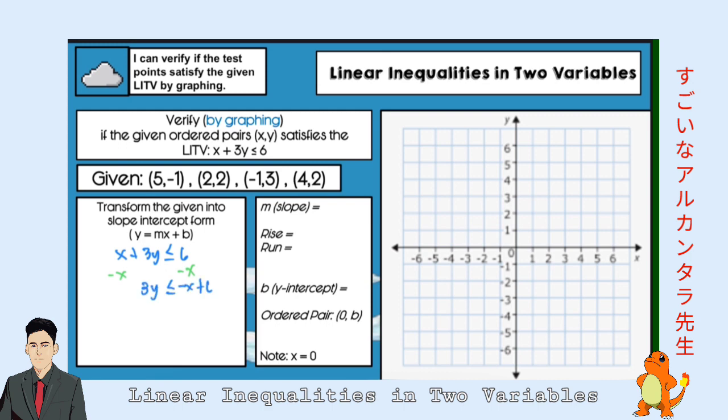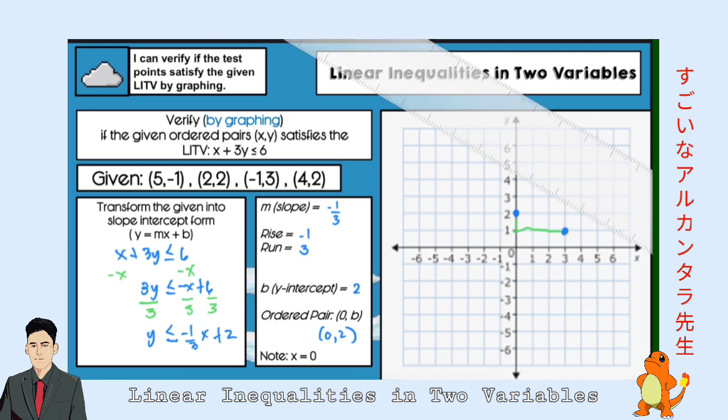Negative x plus 6. Divide the entire thing by 3. So you will have y is less than or equal to negative 1 over 3x plus 2. So your slope is negative 1/3, and your rise is negative 1, run is 3, your y-intercept is 2, your ordered pair is at 0, 2. So you go there, 0, 2, go down 1 unit, negative 1, then go right 3 units, 1, 2, 3. So that's where your second point will be found.